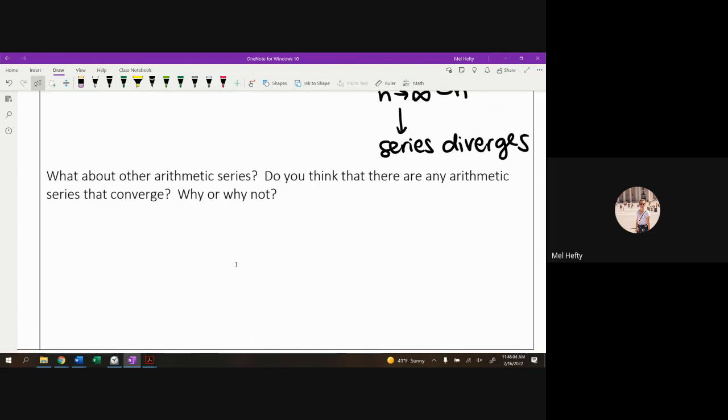So we could have functions that oscillate. That's going to be called alternating. That might help a little bit, but it depends. But with this arithmetic series, we're actually never going to converge. So these will never converge. So we're actually going to stop talking about them literally right now.